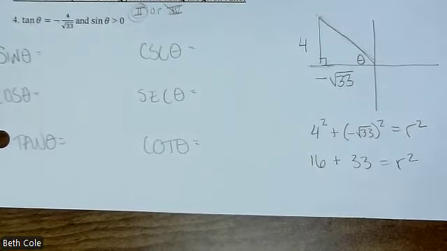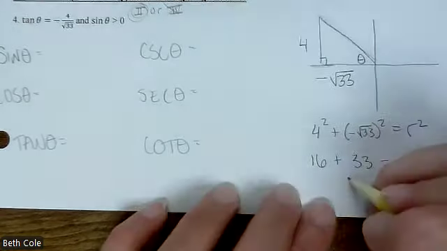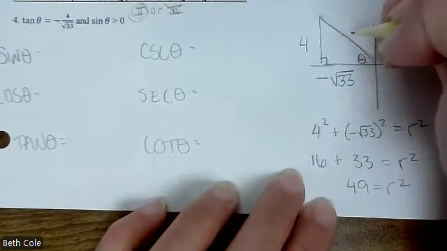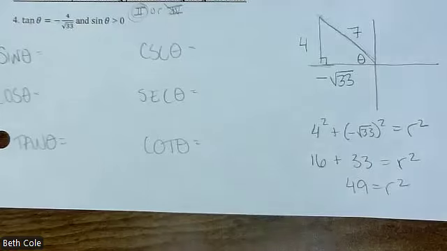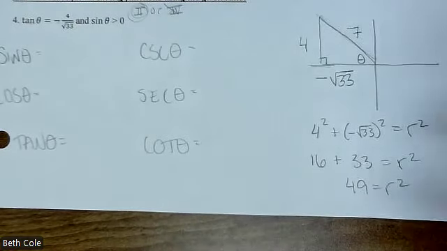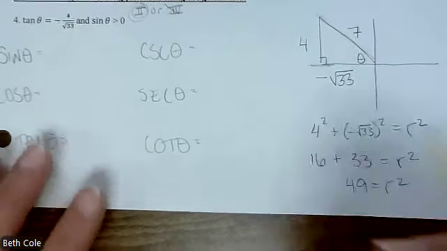When you square something negative, it turns positive. Negatives cancel out. So what is that? Oh my gosh, it came out to 49. So that means R is 7. Yeah, and R is always positive. No matter what, R is always positive. And then you just use that to answer the questions.